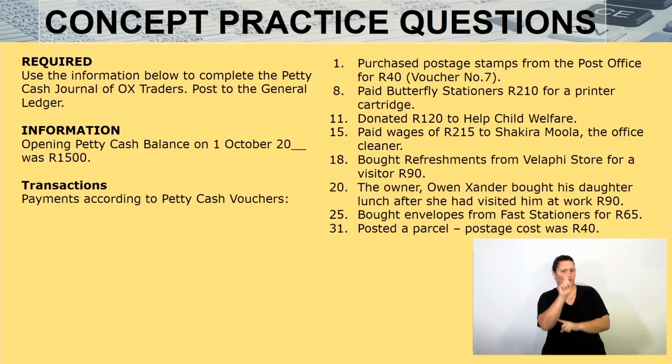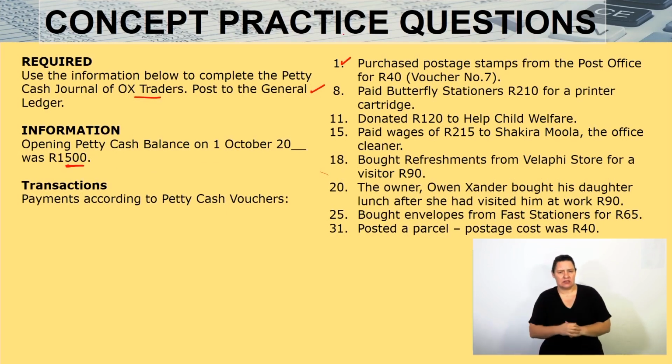Now, with me here, I have a practice question that I want us to do. So we're going to prepare this together. Make sure you are writing as I will be writing as well. So it says, use the information below to complete the petty cash journal of Ox Traders and then post to the general ledger. The opening petty cash balance on the 1st of October is 1,500. Payments according to the petty cash vouchers, and they begin here with number 1.